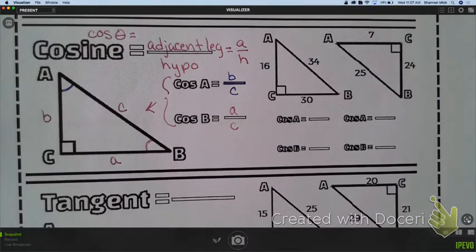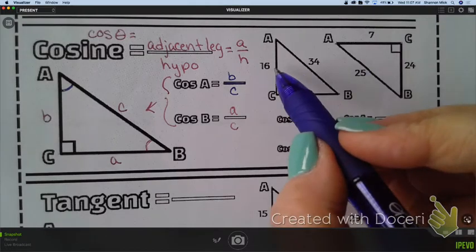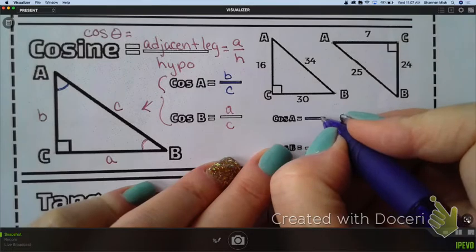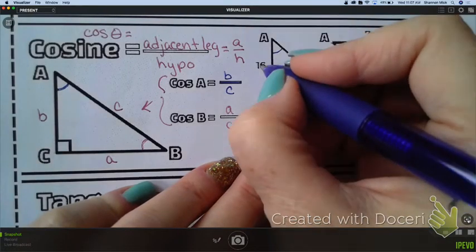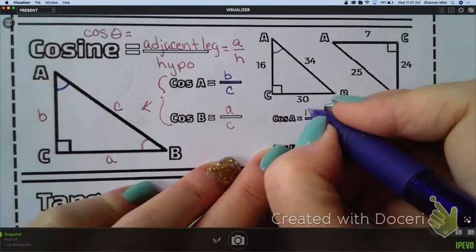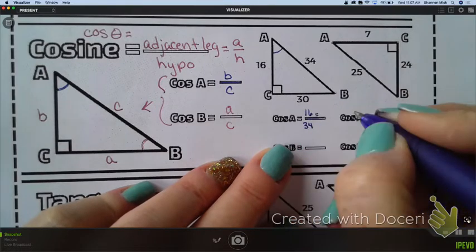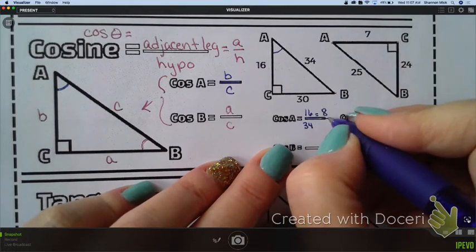Now, do you notice that? Oh, no. Never mind. Okay, cosine of A. 16 over 34. So it'd be 16 over 34. Can I leave it 16 over 34? You should probably reduce it. It probably should. How about 8 over 17?